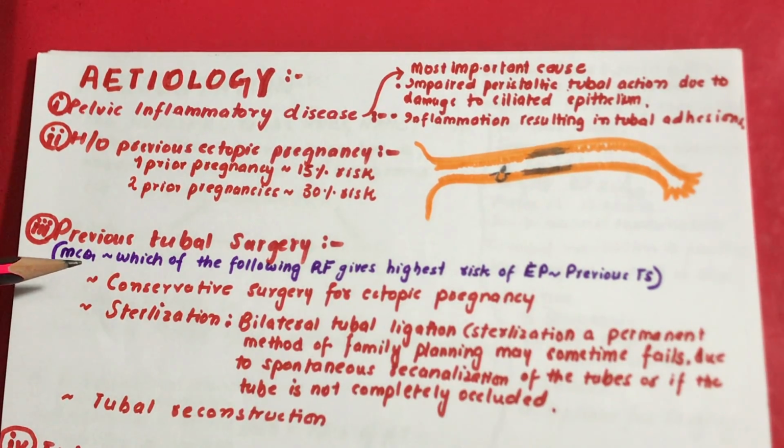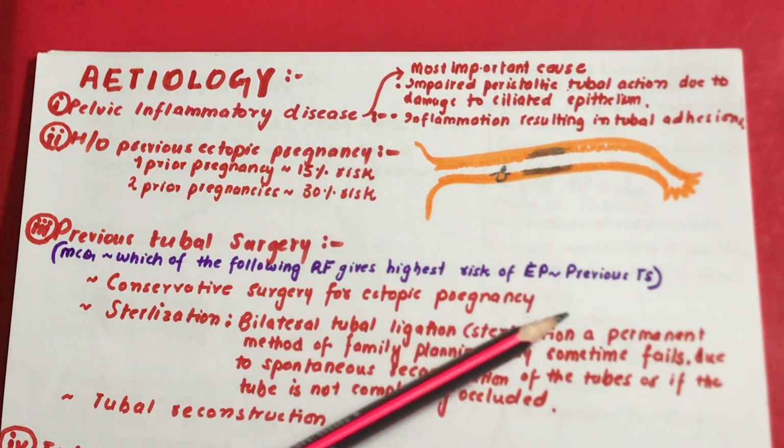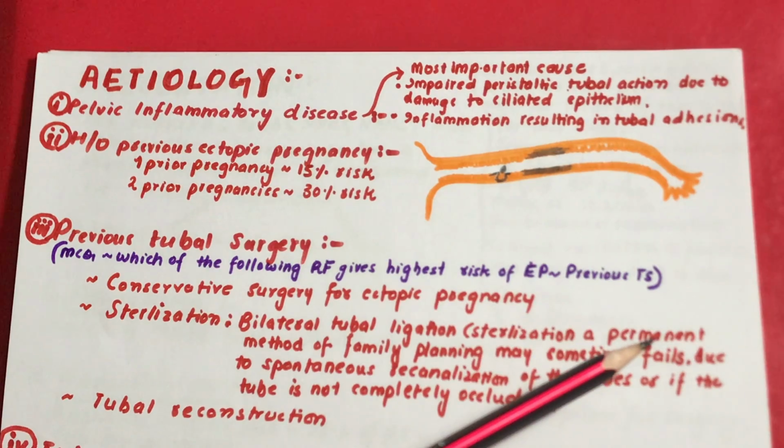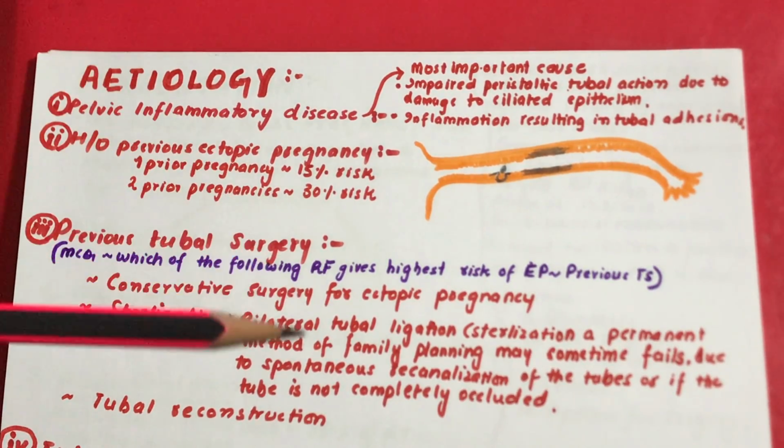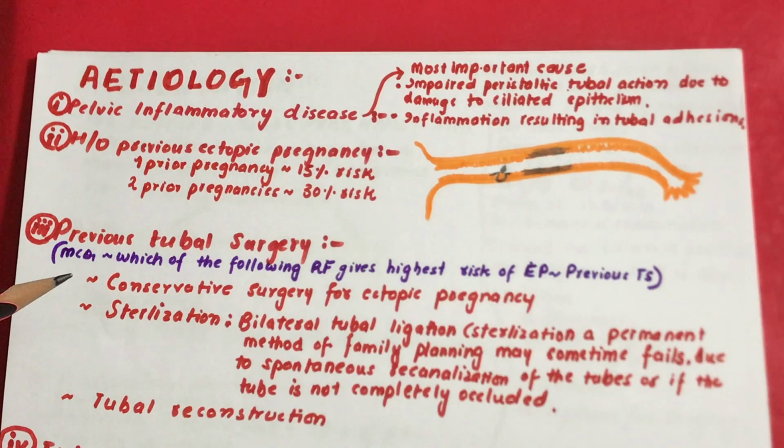This is an MCQ. Which of the following risk factors gives the highest risk of ectopic pregnancy? Previous tubal surgery, this is the answer. The first surgery is when a conservative surgery is done for ectopic pregnancy. When a patient with tubal ectopic pregnancy is treated with conservative surgery, the affected fallopian tube is repaired and the incidence of subsequent tubal pregnancy is markedly increased.